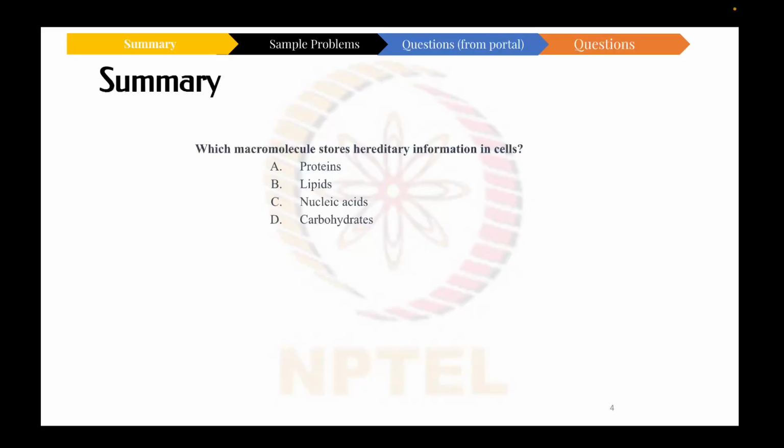So here the question is, which macromolecule stores hereditary information in cells? So it is nucleic acids.